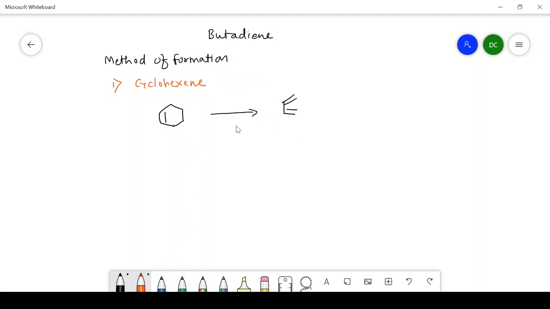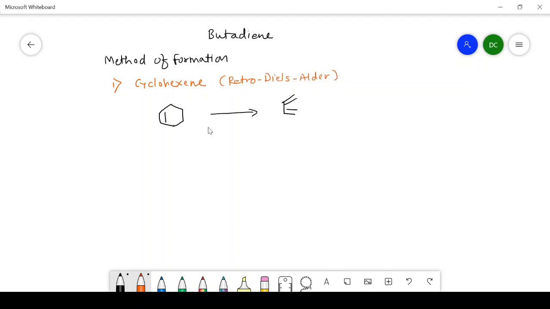We have learned the Diels-Alder reaction in the previous lecture. In the Diels-Alder reaction, a butadiene reacts with an alkene to form a cyclohexene, and this reaction is the reverse of that Diels-Alder reaction. That's why it is also called a retro Diels-Alder reaction. It is reverse to the Diels-Alder reaction.